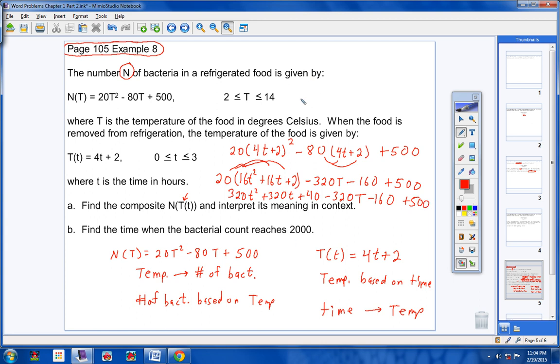Now if we simplify that, here's what we get. We get composition N of T equals 320 T squared. From this right here, your positive 320T and your negative 320T cancel out. Then you have a positive 40, a negative 160, and a positive 500. Okay, so let's see, 500 minus 160 would be 340, and then 340 plus 40 would be 380.